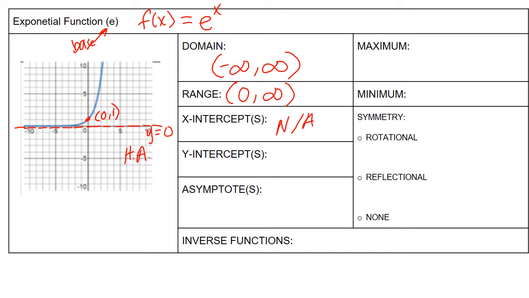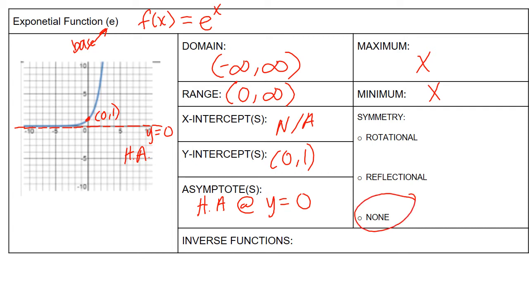I do have a y-intercept at 0, 1, and I have a horizontal asymptote at y equals 0. I do not have a maximum nor minimum, and I have no type of symmetry.